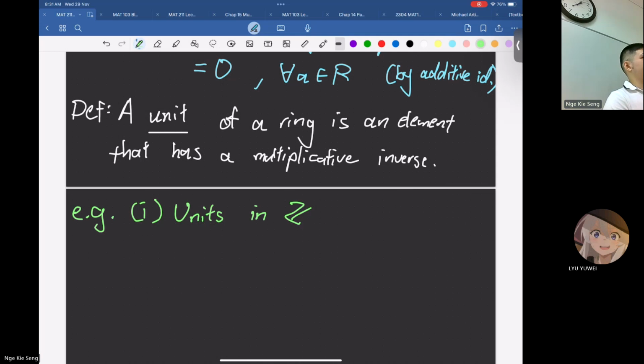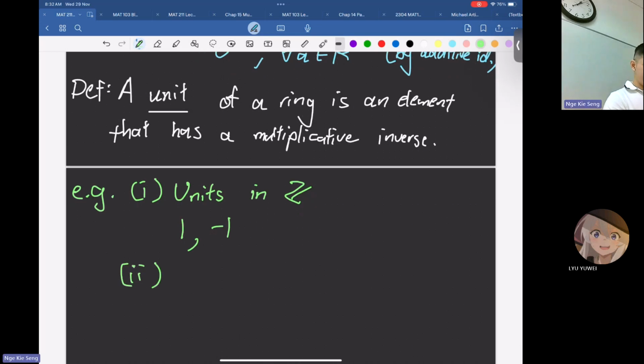Any idea? For example, 1 itself, right? 1 times 1 is equal to 1. Any other than 1 or not? -1, right? Because -1 times -1 equals 1. Okay, so these are the multiplicative inverses. Any others? No, right? Because if you add the other inverses in, you will become rational. Okay.